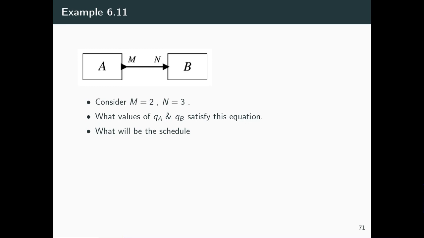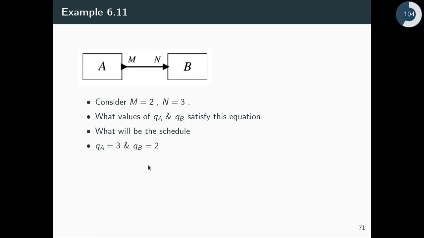So let's say that if m equal to 2 and n equal to 3, we can have a value of 3 for QA and 2 for QB to satisfy this equation. Yes. So that means that we have an equation that balances with 6 on both sides. So what is this QA and QB? QA is the number of times that A fires, and QB is the number of times that B fires.